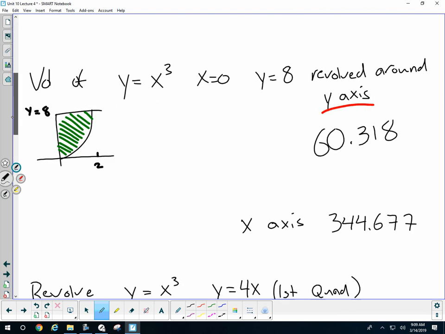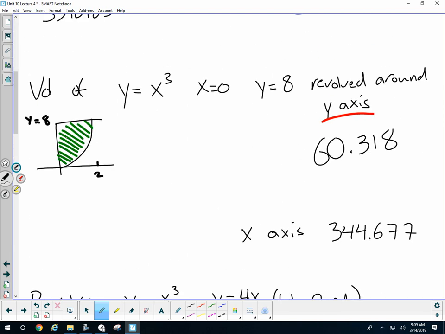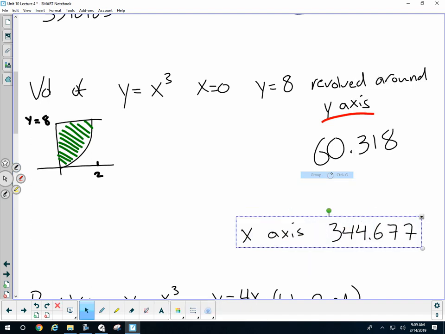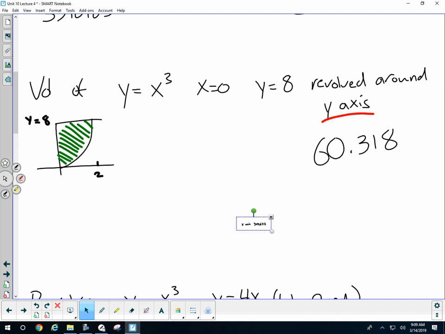Next, please revolve this region around the y-axis. You should get 60.318. This is y equals x cubed, x equals 0, and y equals 8. I'm telling you that they intersected at 2 and 8, but you should be able to find that by yourself.